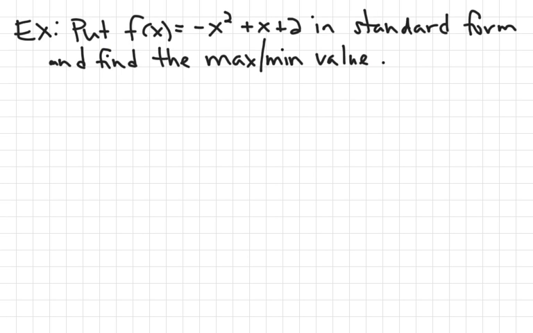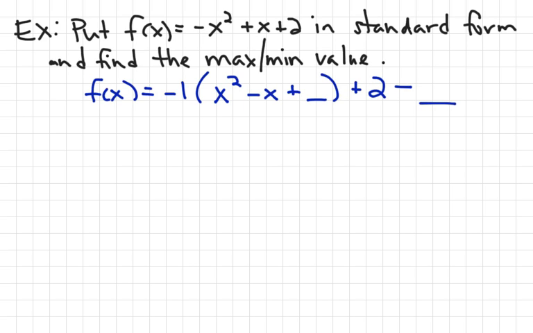Let's do another example. Put f of x equals negative x squared plus x plus 2 in standard form and find the max or min value. Alright, so f of x is equal to, I'm going to skip a step again. Because the leading coefficient is negative 1, I'm going to factor out a negative 1 from the first two terms. And I'm left with x squared minus x plus a blank. And then my plus 2 goes on the outside, minus blank.